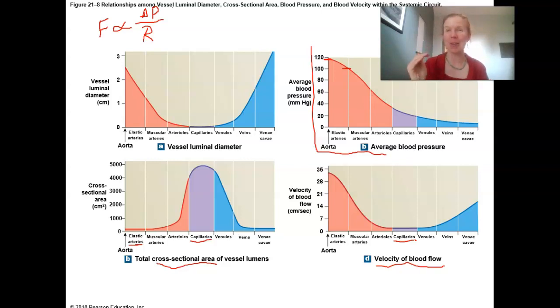But compared to how it's moving through the aorta, the blood flow slows down in the capillaries, giving us time to exchange things like CO2 and carbon dioxide.